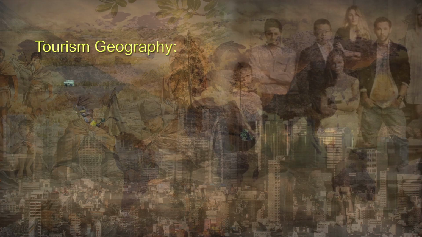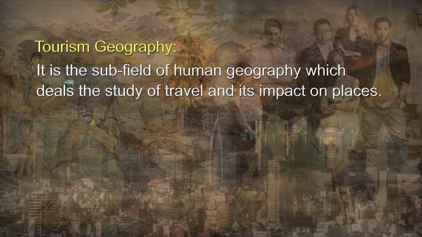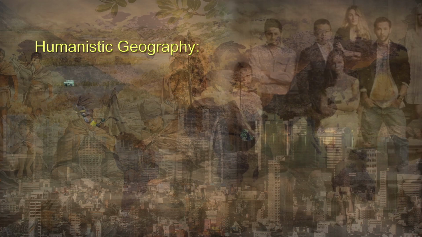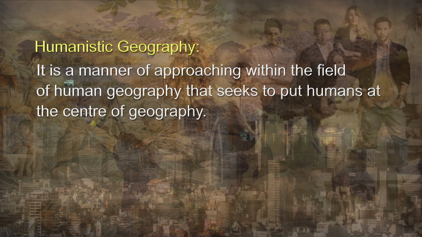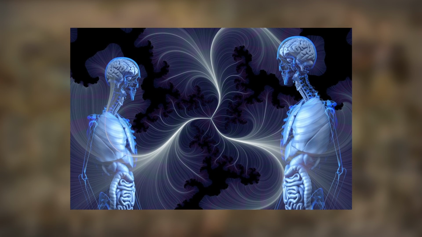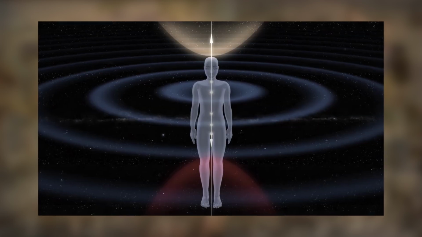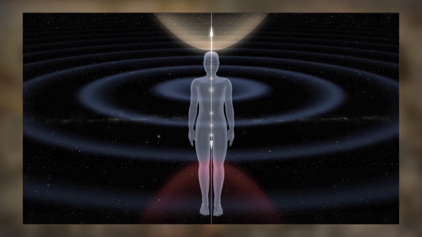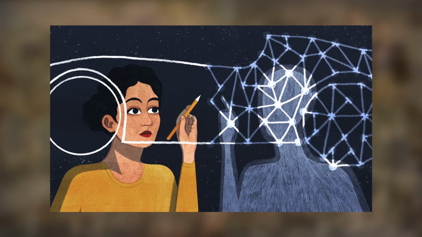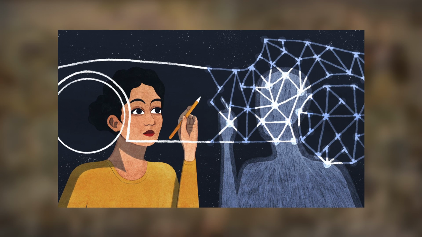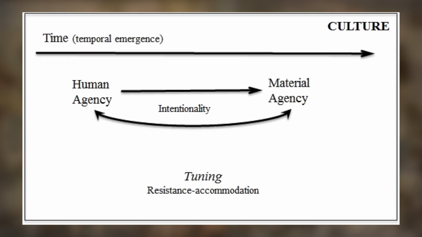Coming to tourism geography, it is the subfield of human geography which deals with the study of travel and its impact on places. Coming to humanistic geography, it is a manner of approaching the field of human geography that seeks to put humans at the center of geography. Humanistic geography refers to a wide ranging body of research emphasizing the importance of human experience and meaning in understanding people's relationship with places and geographical environments.